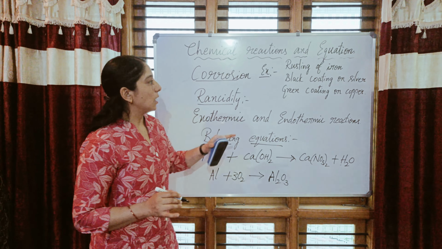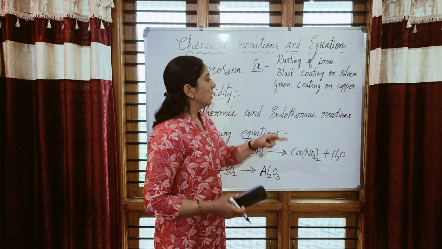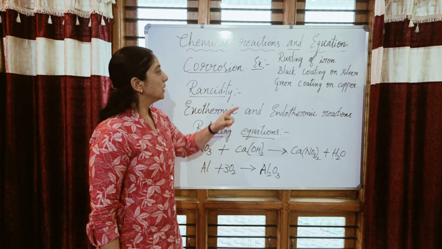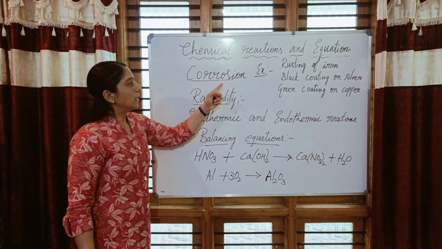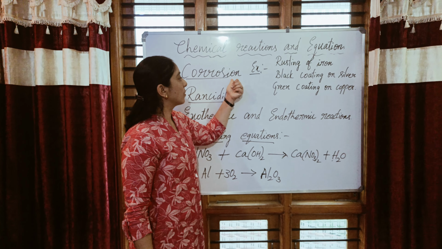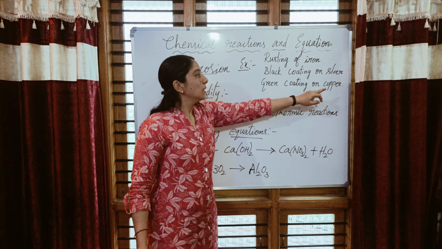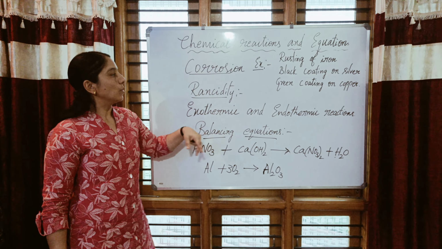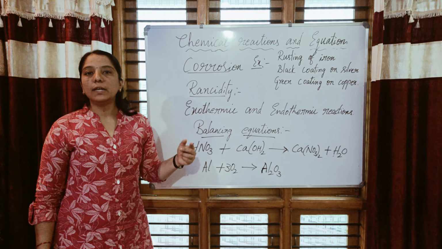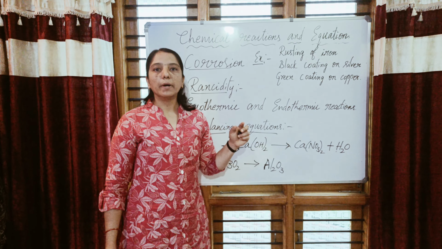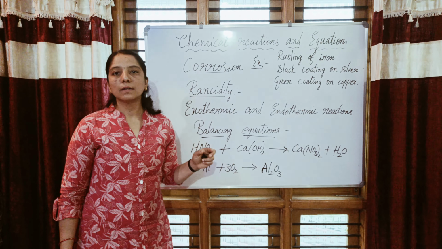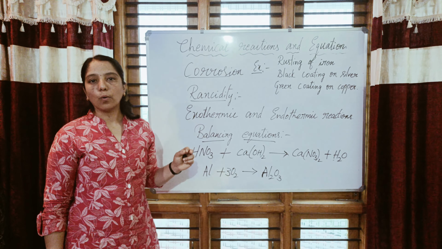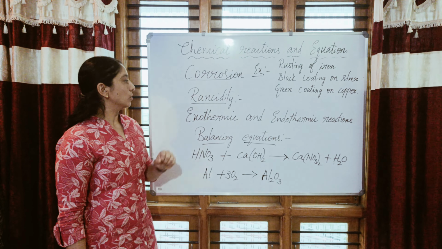Examples for corrosion are rusting of iron, black coating on silver, green coating on copper. Not only iron rusting is an example of corrosion, even the black coating on silver and green coating on copper are also examples of corrosion. So once again, the definition for corrosion is when a metal is attacked by substances like acid, air, moisture, etc. They are said to corrode, and the process we call corrosion.